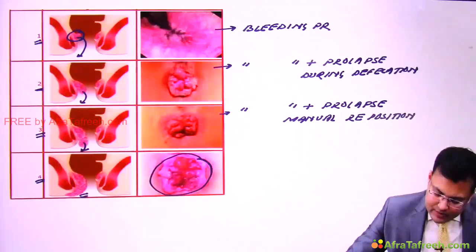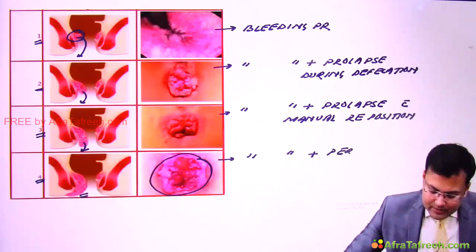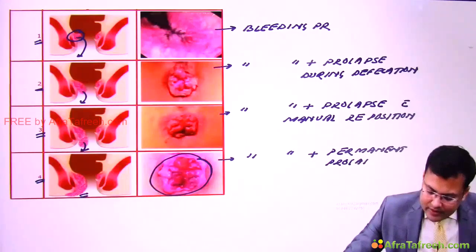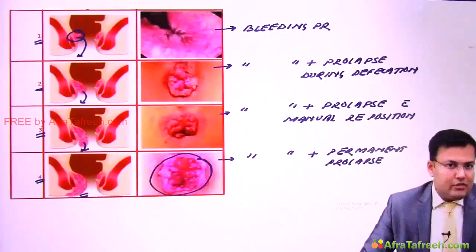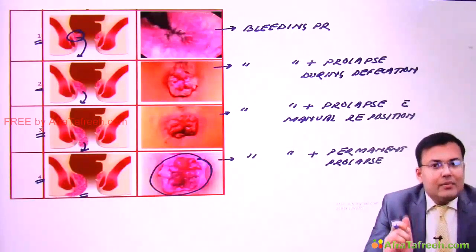Okay, so there is prolapse with manual reposition, and in fourth degree there is bleeding PR plus permanent prolapse. If you understand the pathophysiology, what was the basic problem? Constipation, and this patient was straining badly.